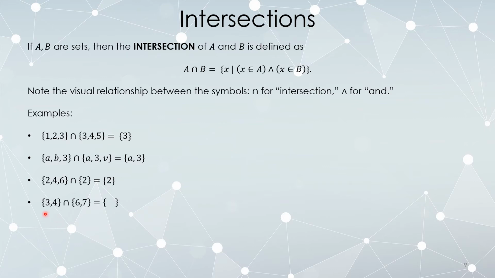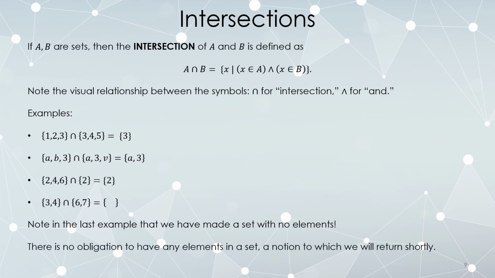This is an interesting one. What are things that are in {3, 4} and are also in {6, 7}? There is nothing. So I make a set because I put the braces here, but I don't put any elements into it. There are no elements that are in this set and are also in this set. But that's okay. So we made a set that has no elements in it. We've never said we can't do that. So this is fine. Because there is no obligation for a set to have any elements, we haven't actually done anything wrong by simply putting down a pair of braces and calling it a day. And we're going to come back and talk about this more.